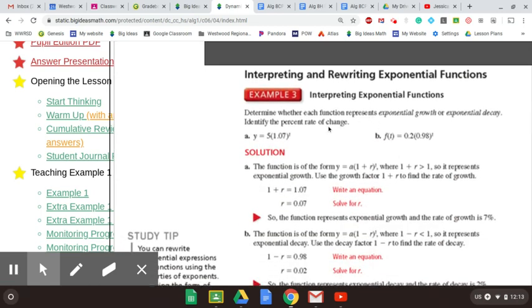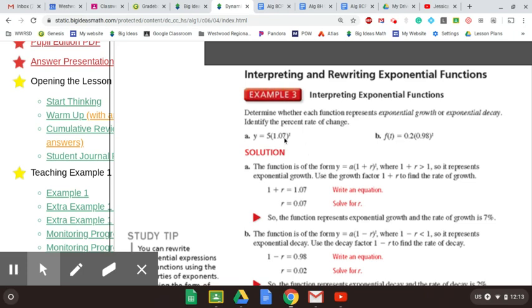Interpreting exponential functions. Determine whether each function represents exponential growth or exponential decay, and then identify the % rate of change. So just remember, we're using the formula from earlier. Y equals A times the quantity of 1 plus R to the T, or A times 1 minus R to the T. If we're adding to 1, then it's growth. If we're subtracting from 1, then it's decay. So let's look at part A.